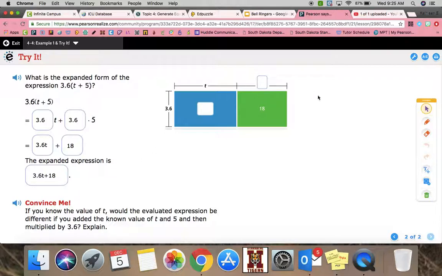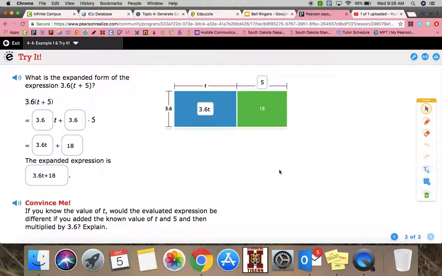What it was doing over here is kind of the area model, in terms of distributive properties. So what are we multiplying that 3.6 by? We're multiplying it by t, and by a positive 5. So what it wants in this box is 5, and in that box 3.6 times t is 3.6t, and 3.6 times 5 is 18. If you prefer to do it in the area model rather than writing it down, you can definitely use that in this lesson.